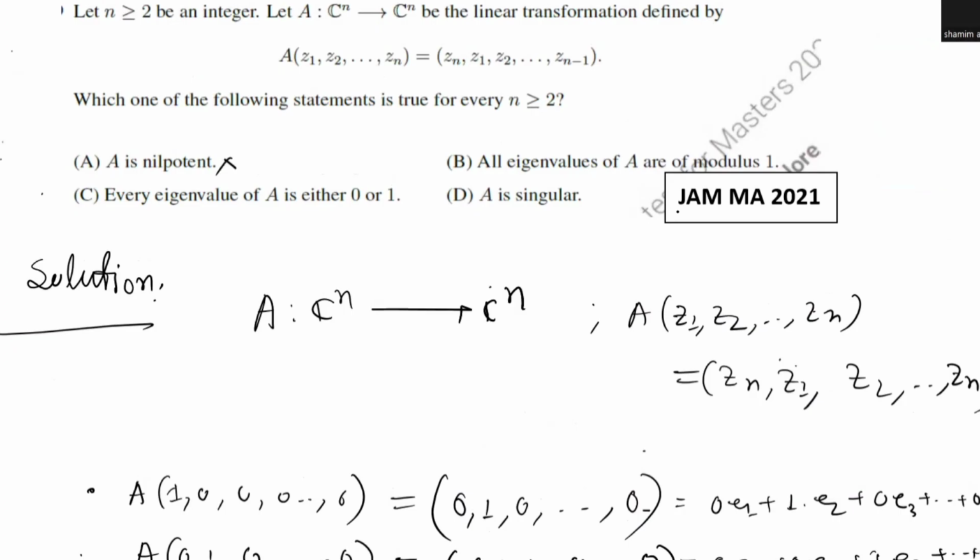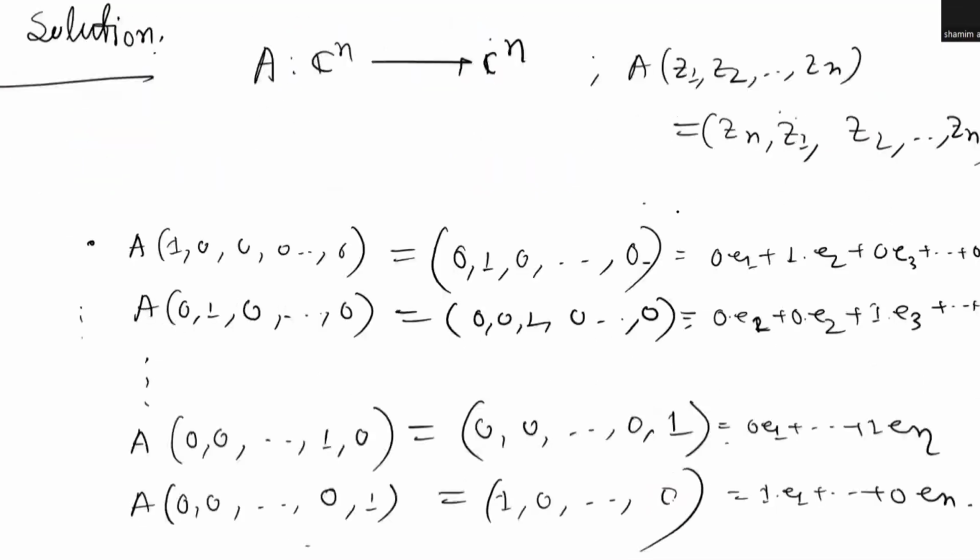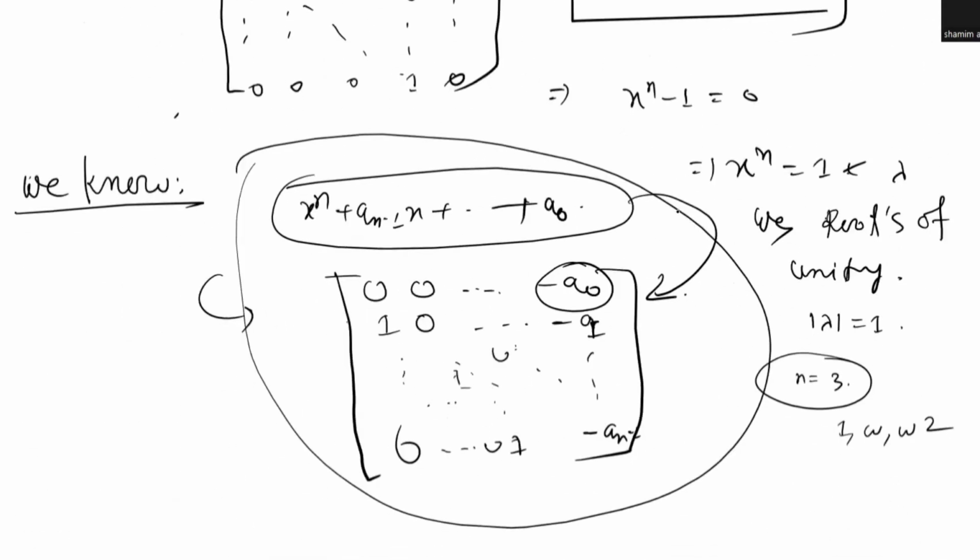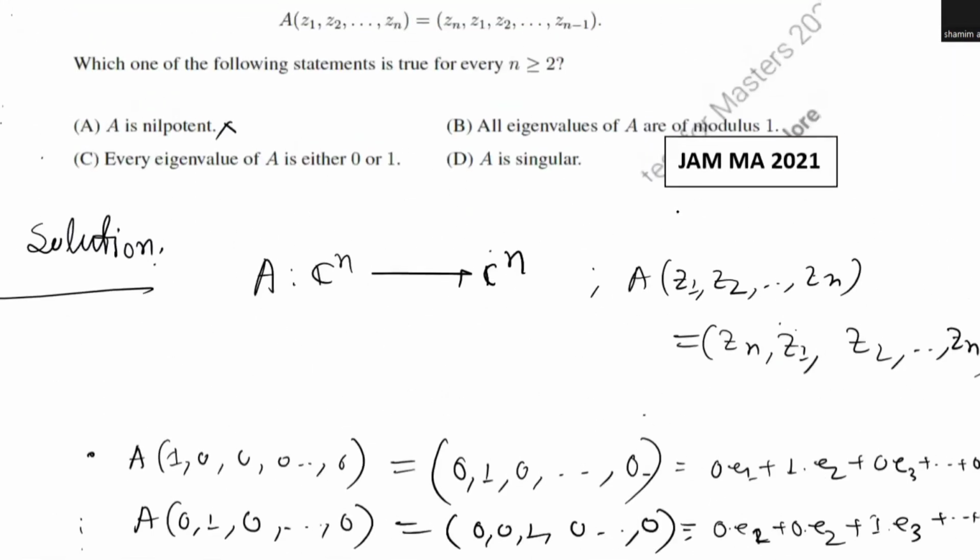Why? Because we already know that every nilpotent matrix contains only 0 eigenvalues. So this is false, because here 1 is a non-zero eigenvalue, and omega is a non-zero eigenvalue for n equal to 2, n equal to 3. Option B is true, because the modulus values equal 1. Option C is false because 0 is not an eigenvalue in this case.